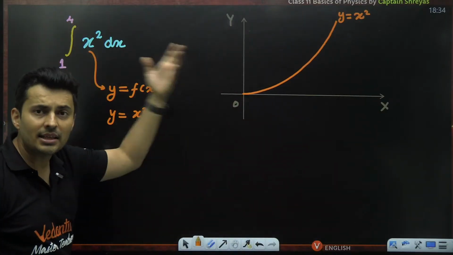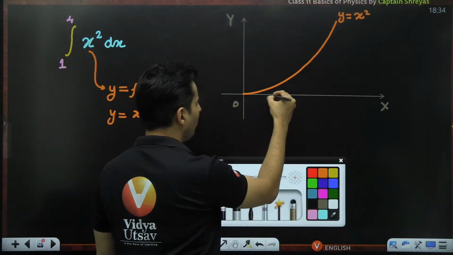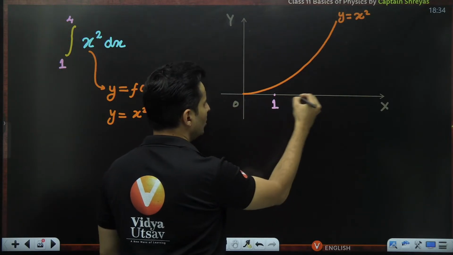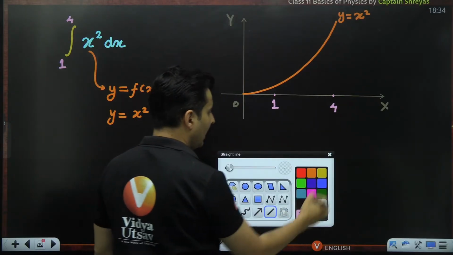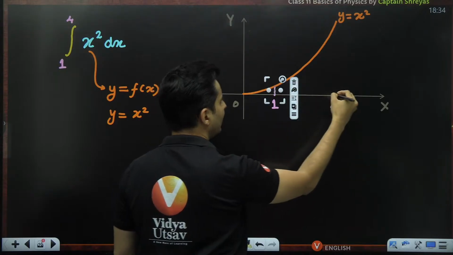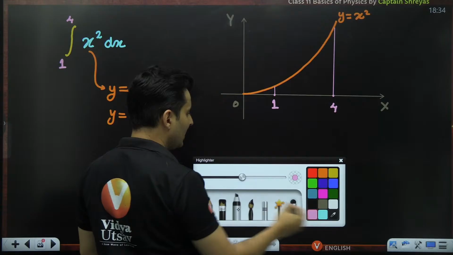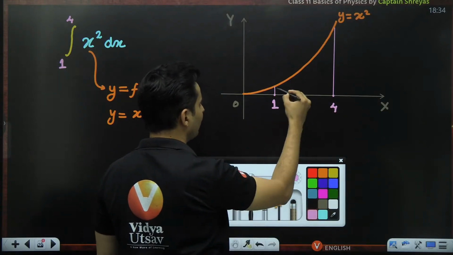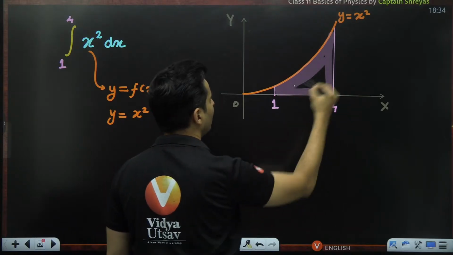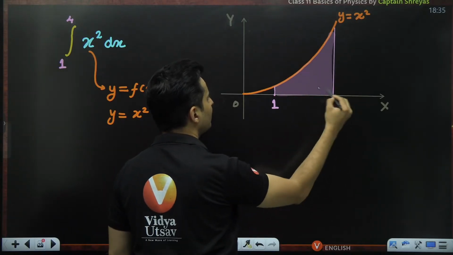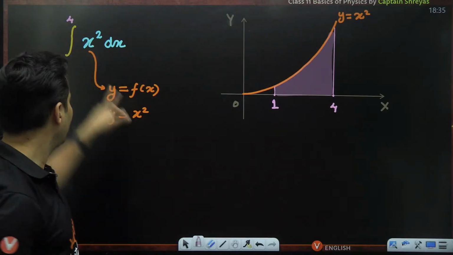Integration means I am finding the area from where to where, 1 to 4. Point 1 might be here, 2, 3 and 4 might be somewhere over here. So if I show a vertical line here and here, what I am trying to find is basically the area under the curve between these 2 points. That is what I am trying to find. Is this absolutely clear, my dear students? Is this absolutely clear what we are trying to find over here?